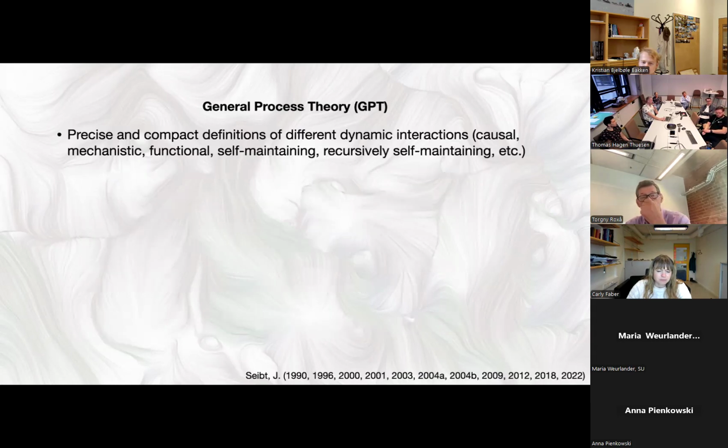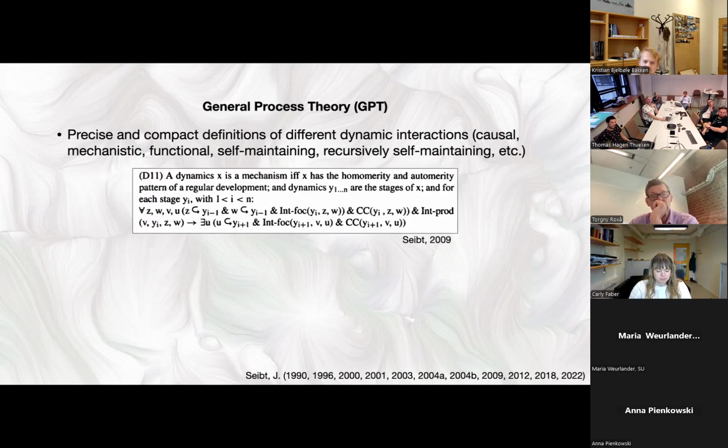Now, this theory allows us to give precise and compact definitions of different dynamic interactions. So we can describe precisely what it means for something to be a causal interaction or a mechanism or a function, or to be a self-maintaining process, or recursively self-maintaining. We'll look at examples of that. Here, for example, is a definition of what it means for dynamics to be a mechanism. So it's a formal theory that allows you to describe these very precisely.